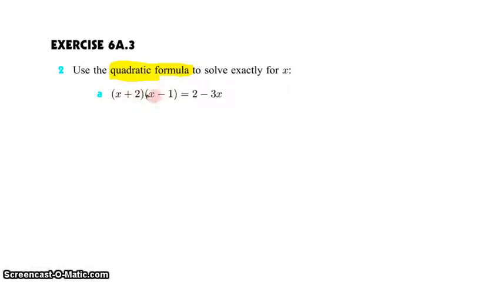What I see is two linear terms multiplied together. So to simplify this, I might FOIL. I'll go first, so x times x is x squared. Inner, plus 2x. Outer, negative x. And last, negative 2. And that's going to be equal to 2 take 3x.